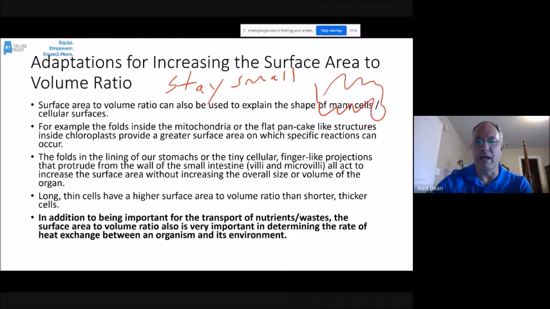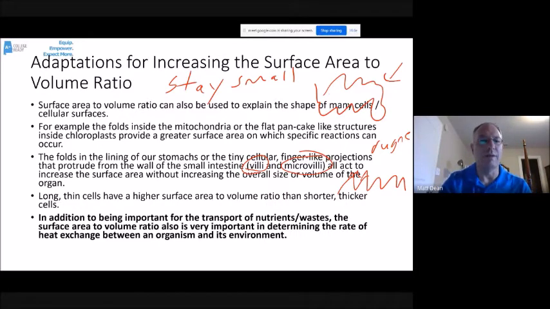Inside the chloroplast, there's all these pancake-shaped structures. That increases surface area to volume ratio. In your stomach, there's all kinds of folds, very similar to that membrane of the mitochondria. Those folds are called rugae in the stomach. In the small intestine, the inside wall of the small intestine is, again, all wavy like that. And the waves actually have waves on them. Those waves are called villi, and the waves on top of the waves are called microvilli.